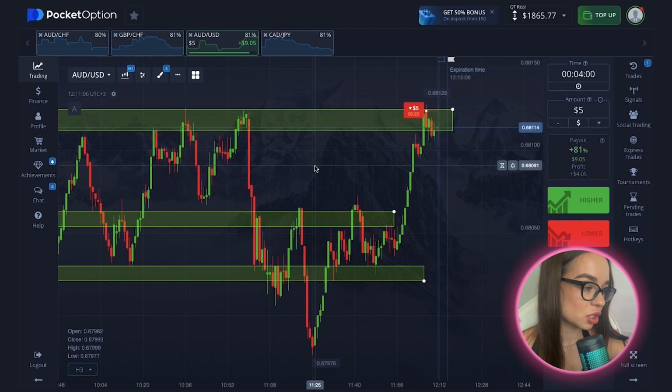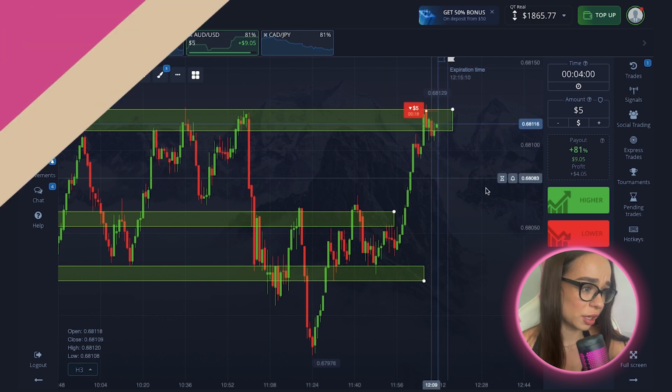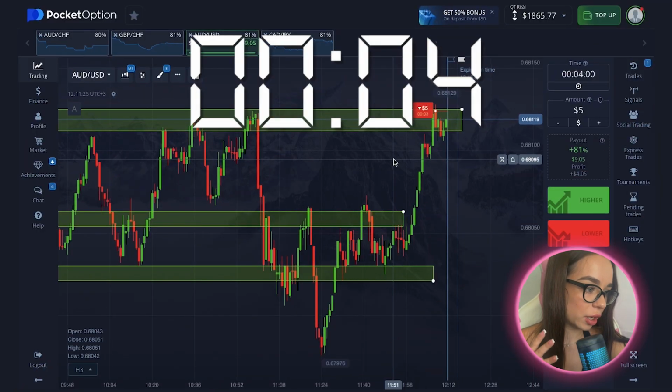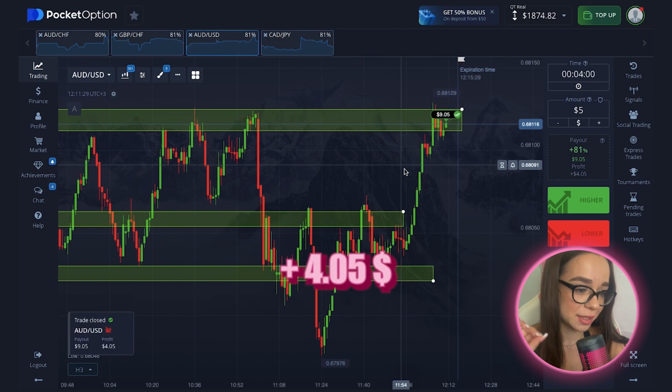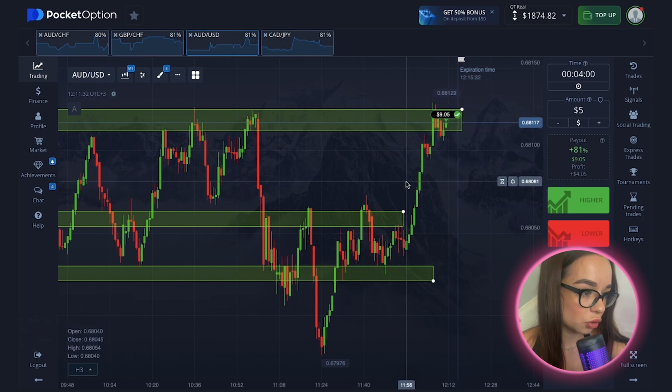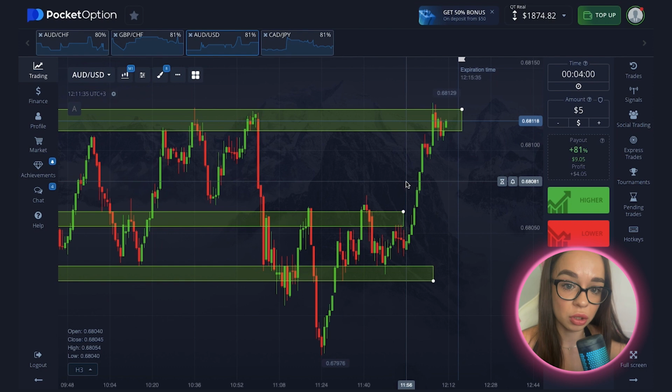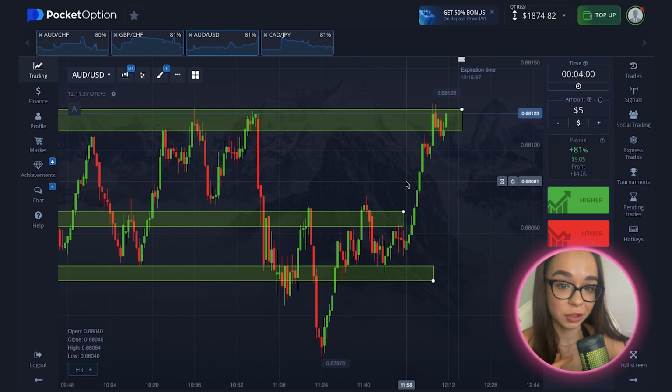Okay, we're having just 20-40 seconds left to the end of the deal. I'm curious just as you are. Okay, let's count together. 4, 3, 2, 1. Beautifully done. So we had a payout of $4. This is a great result. So let's move on to the next trading pair.